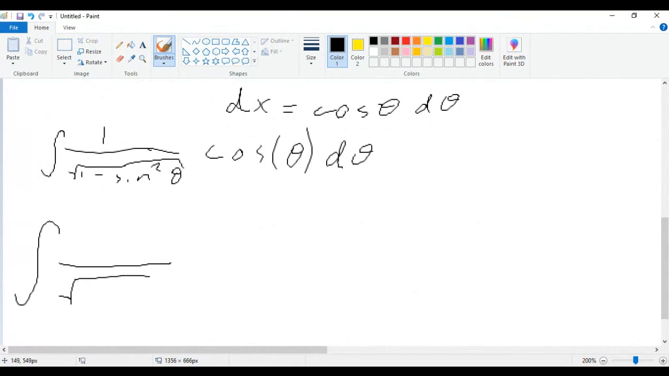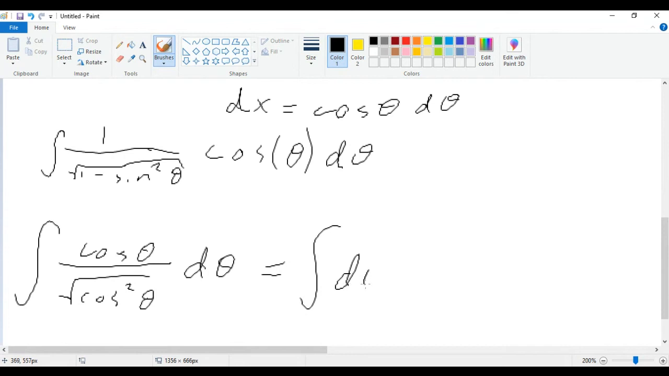On the bottom, we have the square root of cosine squared theta. On the top, we have cosine theta. The square root of cosine squared theta is cosine theta. And then cosine theta over cosine theta is, of course, 1. So this is just the integral of d theta, which is simply theta plus c.